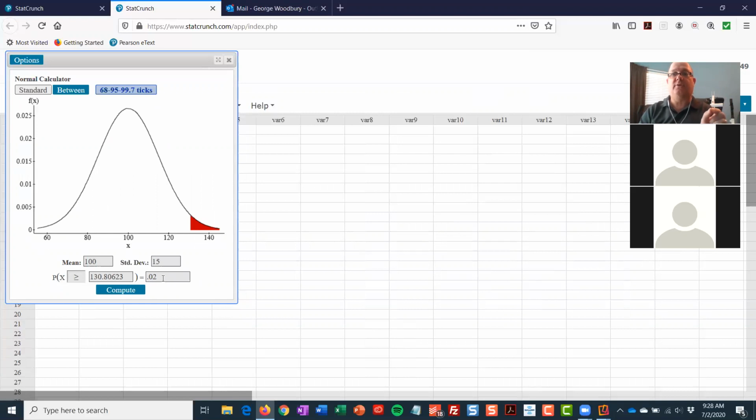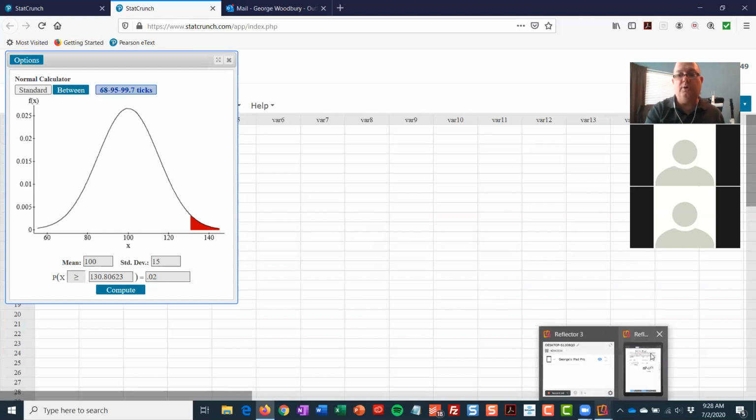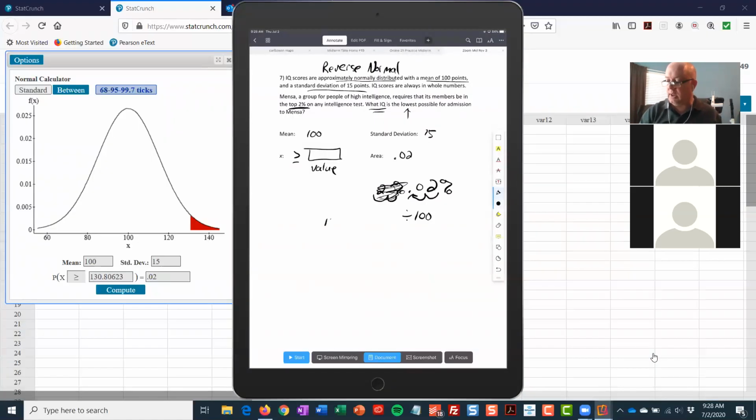130.8 on the graph is the part that separates the shaded area from the rest, that 2%. To be in the top 2%, you've got to be in the shaded area. So 130.8 is what StatCrunch is giving me. However, that's not a possible score because we're told IQ scores are always whole numbers. So then the question becomes, which way do we round?